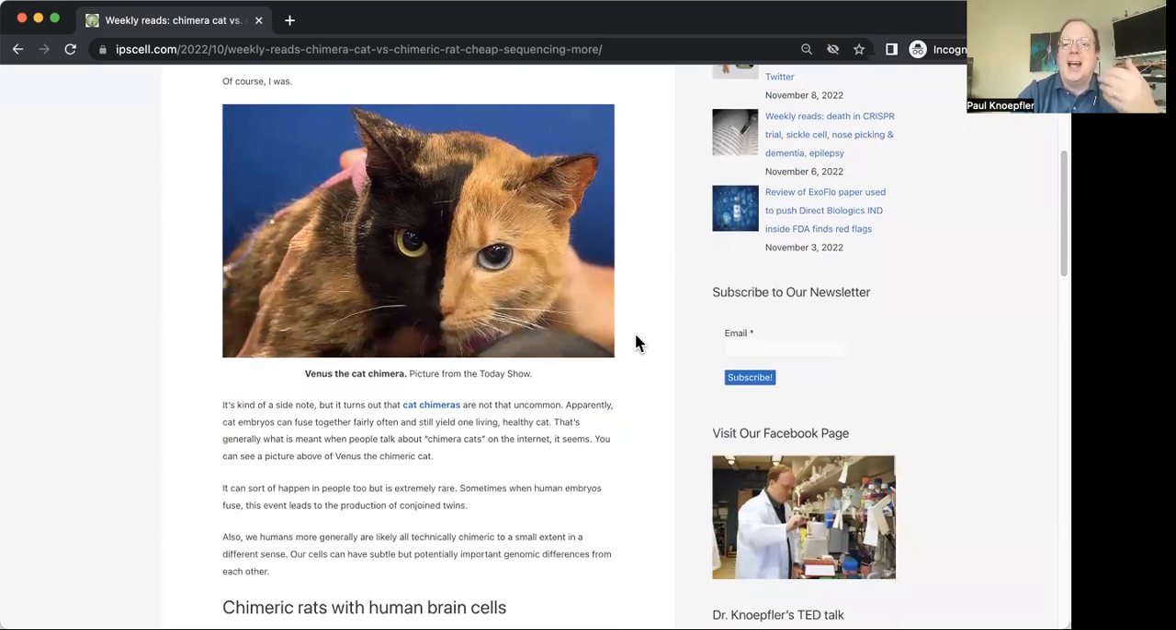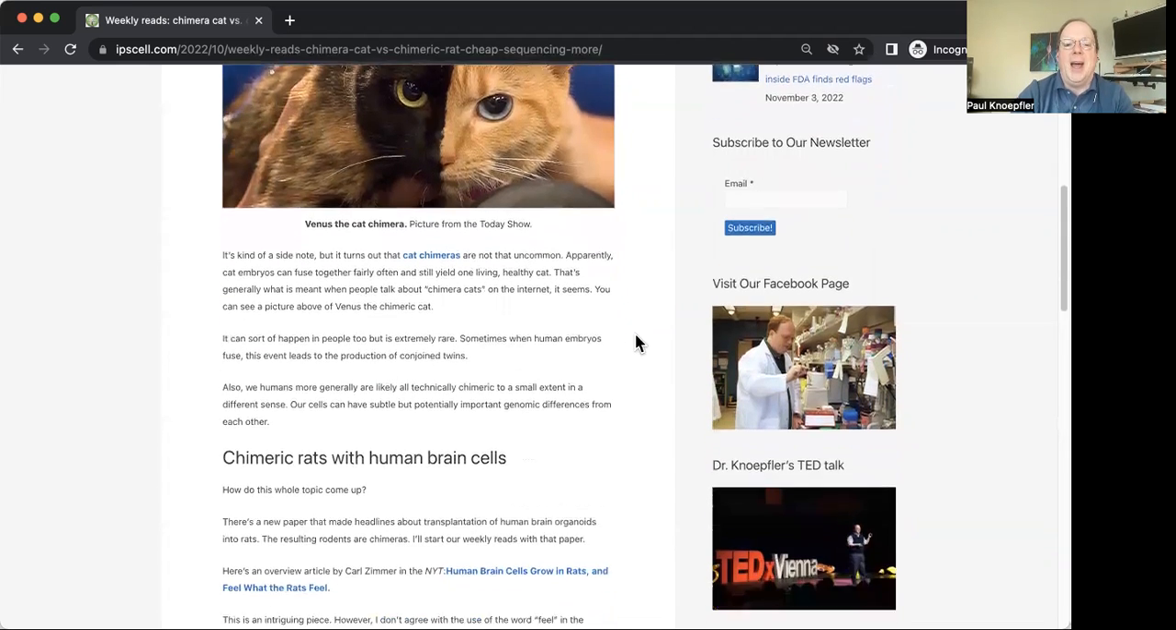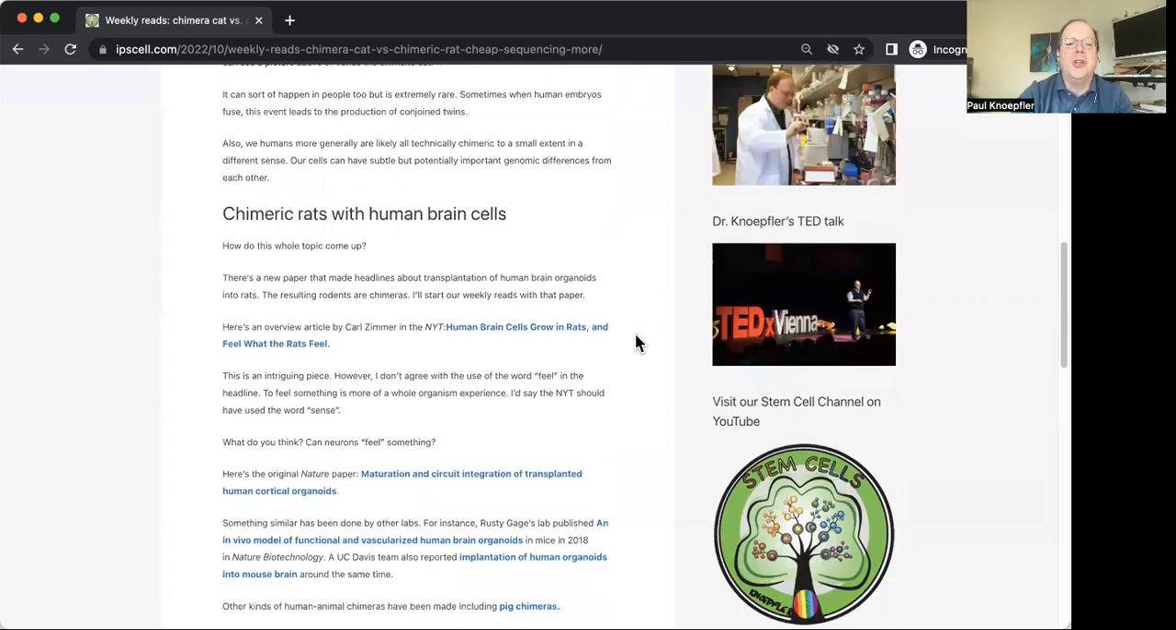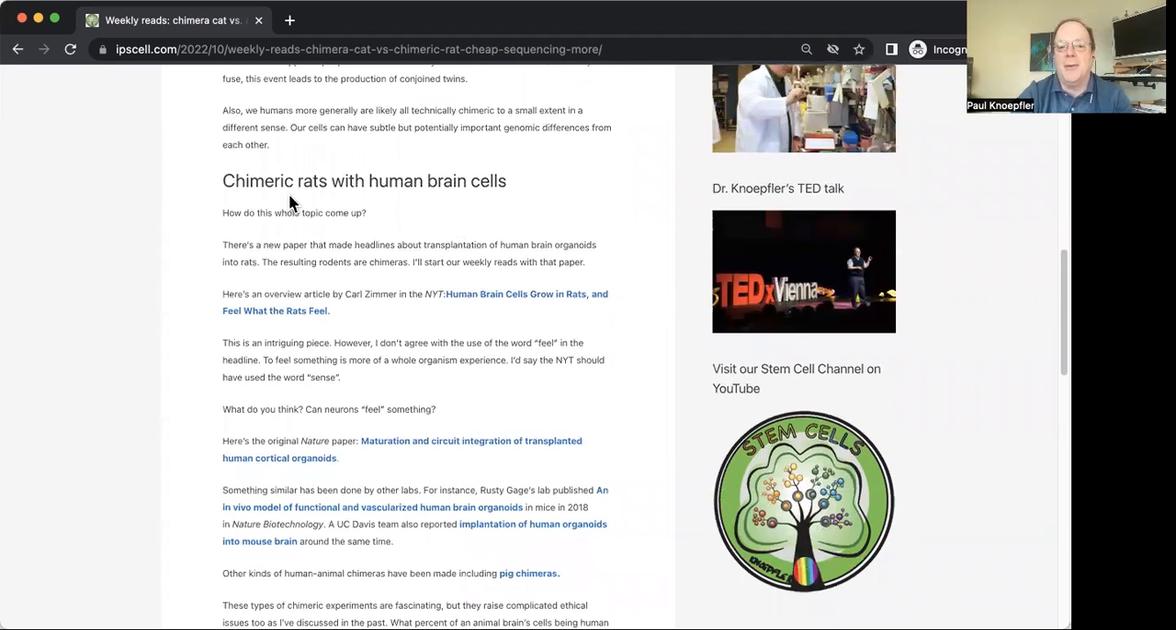So this is a naturally occurring chimera, but there's also another type of chimera, and that is something made during research. That was the focus of another chunk of this blog post, and this was chimeric rats. Sometimes researchers will combine two embryos from different species, or take an embryo and put cells from another species into it. That's what happened in this paper I discussed here. They were able to implant human cells into rat brains.